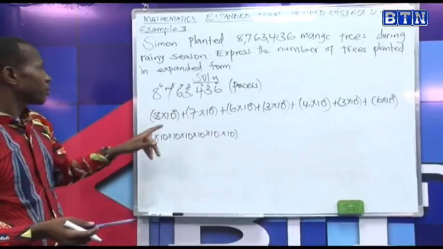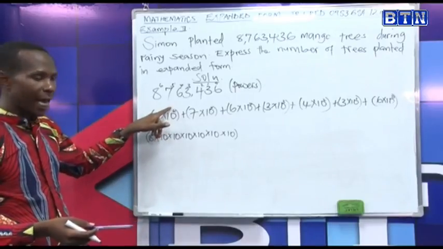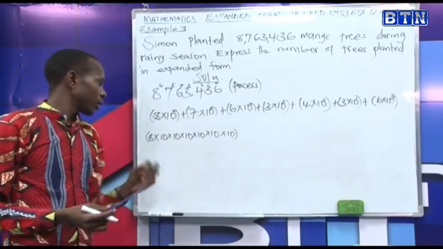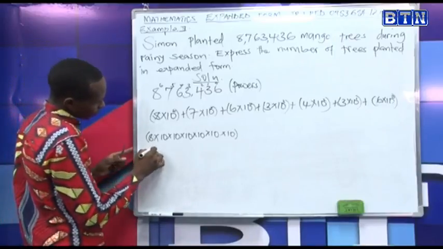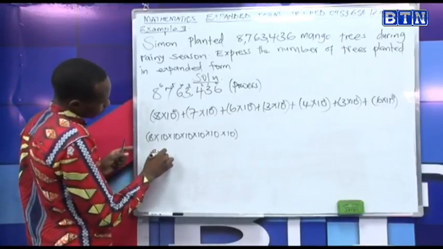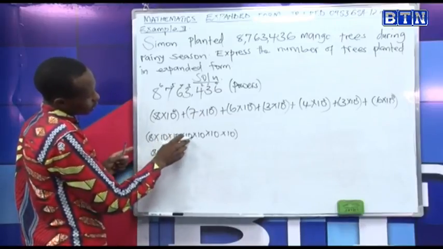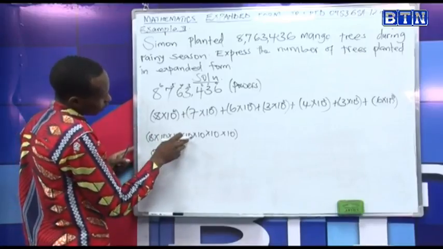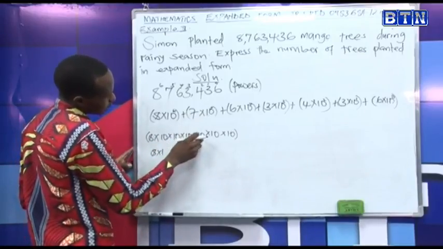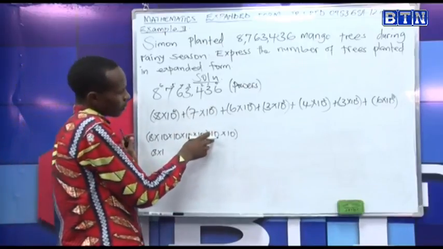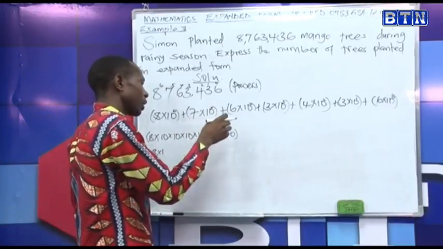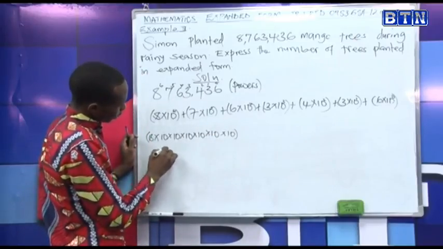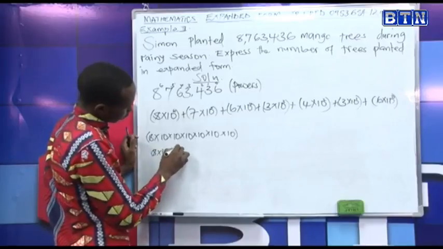This is what it means. So when you see me putting here to power 6, I mean it will be 8 times 10 times 10 times 10 times 10 times 10 times 10. 10 times 10, 100. 100 times 10, 1,000. 1,000 times 10, 10,000. 10,000 times 10, 100,000. 100,000 times 10, a million. So it will be 8 times 1 million.